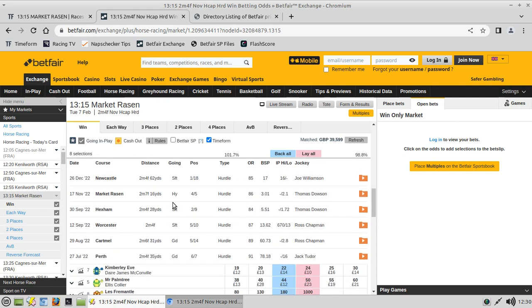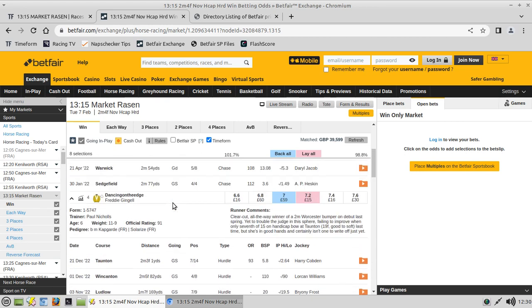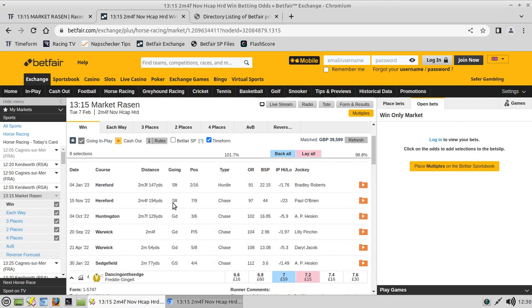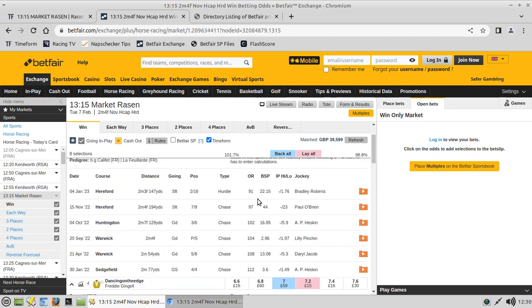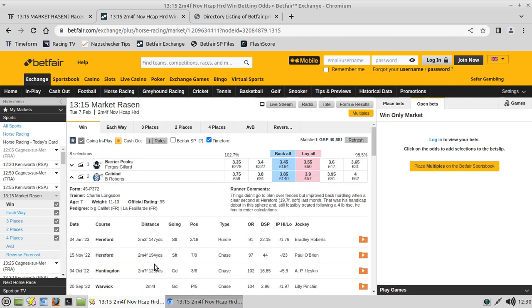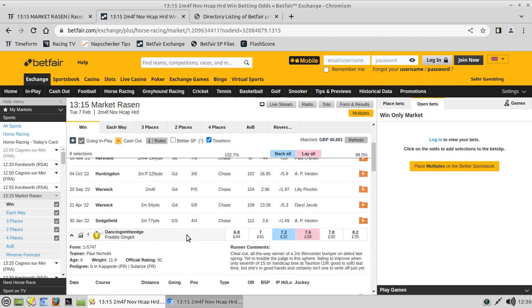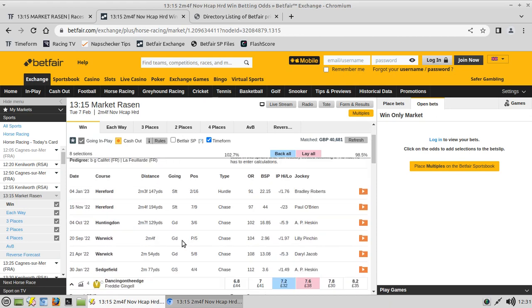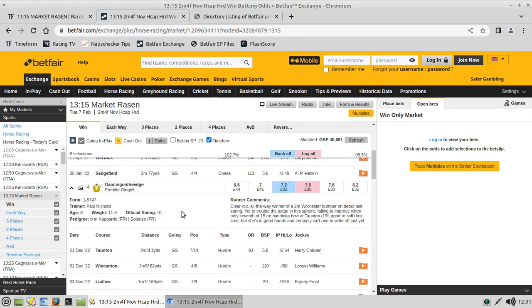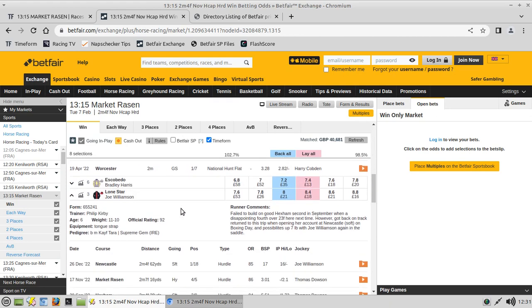So we have a question mark both on Lone Star and Dancing on Edge, was it? I should really have noted this down. No, beg your pardon. Question mark on Calidad and Lone Star. So we'll go back and look at those in a minute once we've covered the rest of them.